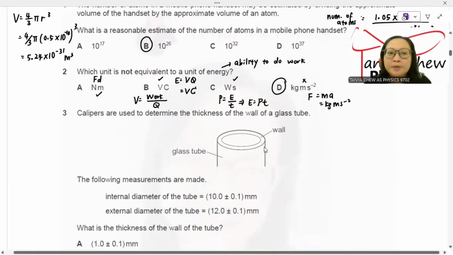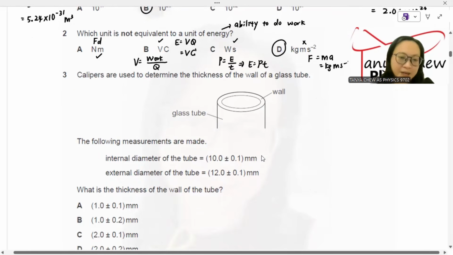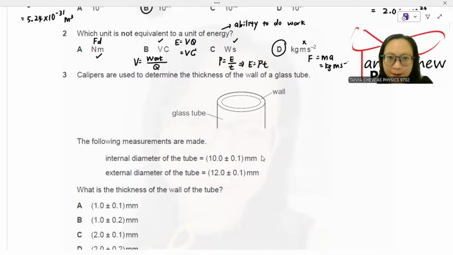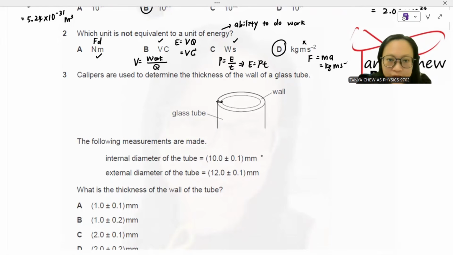Number 3, calipers are used to determine the thickness of the wall of a glass tube. The following measurements are made. Internal diameter of the tube is 10 plus minus 0.1 mm. External diameter of the tube is 12 plus minus 0.1 mm. What is the thickness of the wall of the tube? So this is called the thickness.